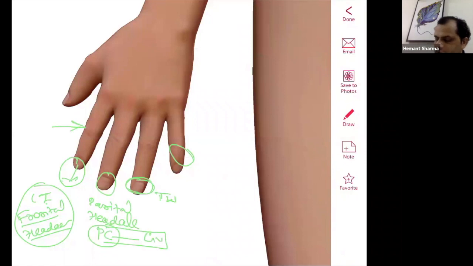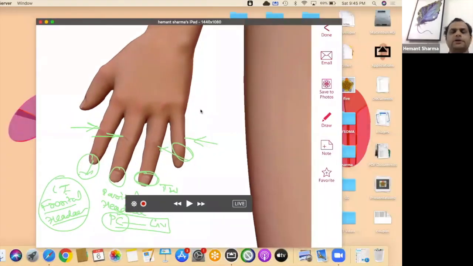1 needle here, second needle here, third needle here, and fourth needle here. If you put these 4 points, you can treat any headache and effect will start within 5 to 10 minutes. So let's see one practical demonstration.